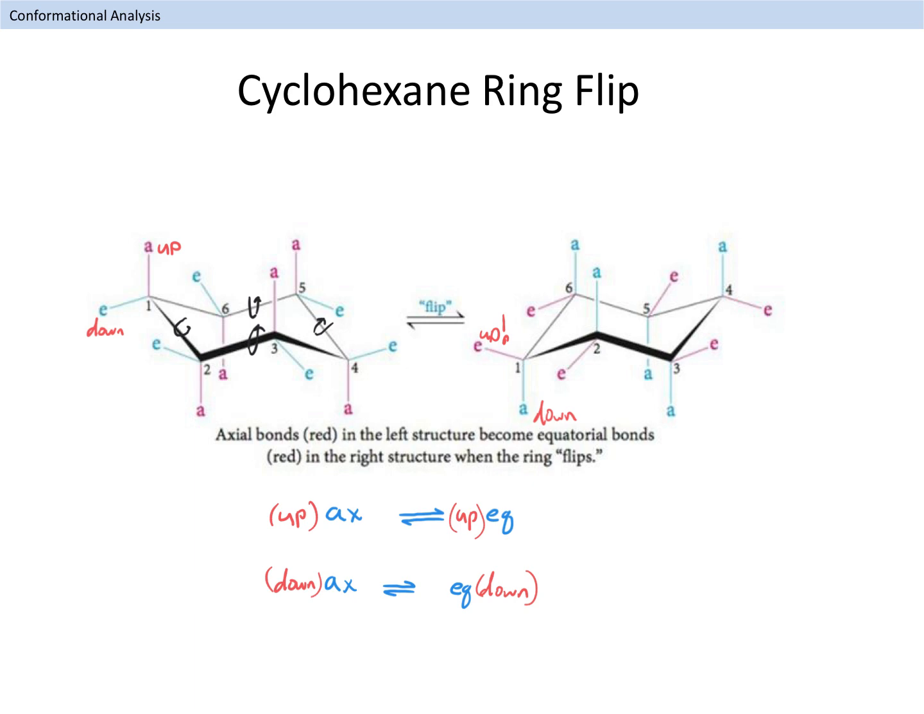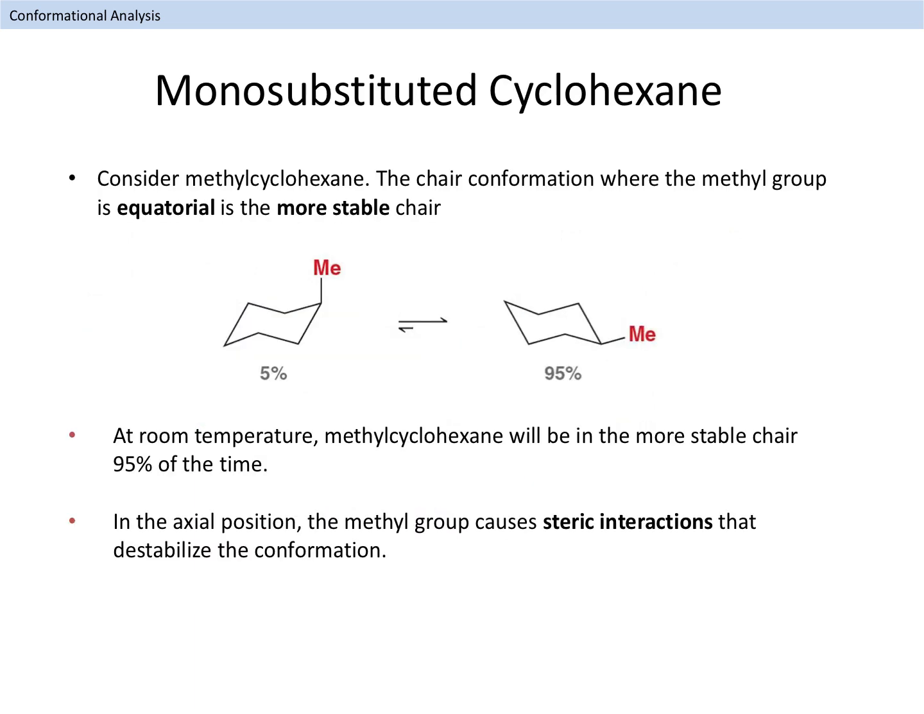This transformation between axial and equatorial has implications on the stability of some chair conformations. We will see that axial substituents can introduce energetic barriers of rotation, making those conformations less stable than others. If we consider a mono-substituted cyclohexane, such as methyl cyclohexane shown here, we can see how one chair conformation is far more stable than another, due to differences in the orientation of the substituent. At room temperature, methyl cyclohexane will be in the more stable chair conformation, where the methyl group is in the equatorial position, 95% of the time.